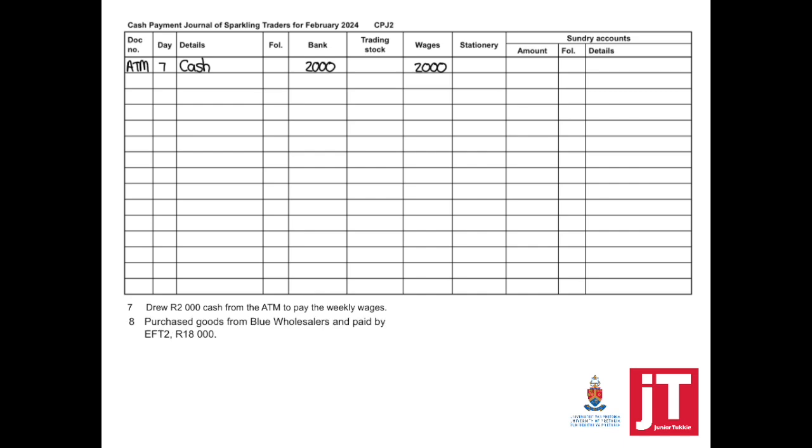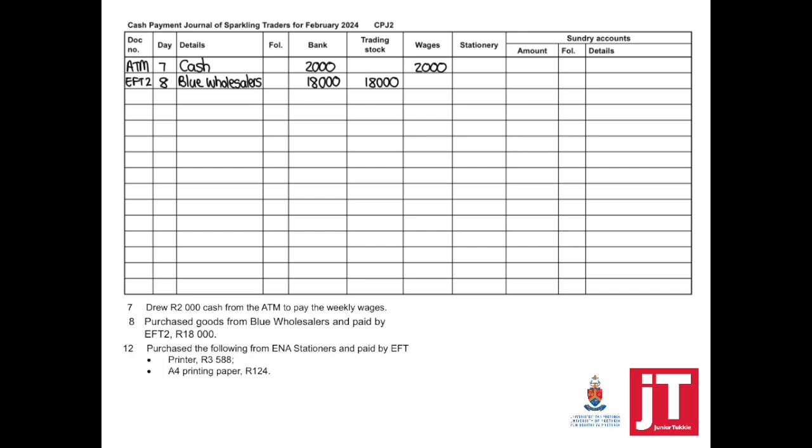Day 8, purchase goods from Blue Wholesalers and paid by EFT, 18,000. So my source document is EFT number 2 on day 8. Who did we pay? Blue Wholesalers. How much did we pay? 18,000. And very important, we don't show this as goods. When we say we've purchased goods, it's recorded as trading stock. Merchandise, goods is all recorded as trading stock.